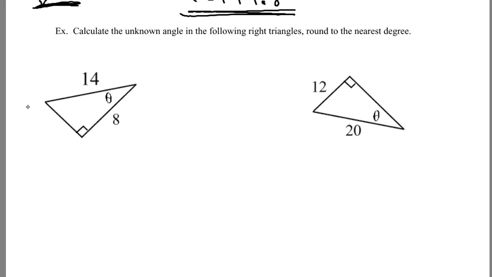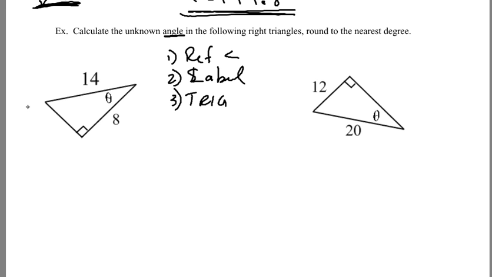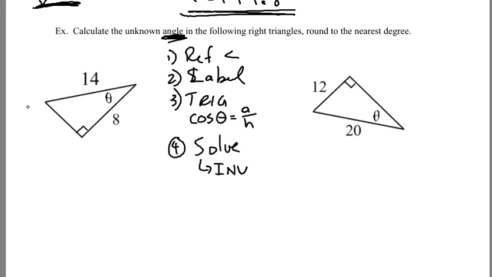Can't stress that enough. So now, calculate the unknown angle in the following right triangles. Round to the nearest degree. So now we're finding an angle. It's still reference angle. Label the sides. Write your trig ratio, which again today, cosine of our reference angle, adjacent over hypotenuse, and solve. Same steps over and over, but because now we're finding an angle, our solve will be the inverse trig, which for this lesson will be cosine.